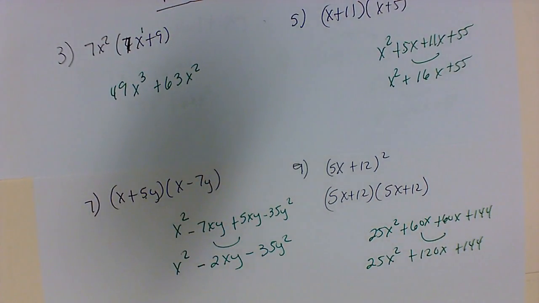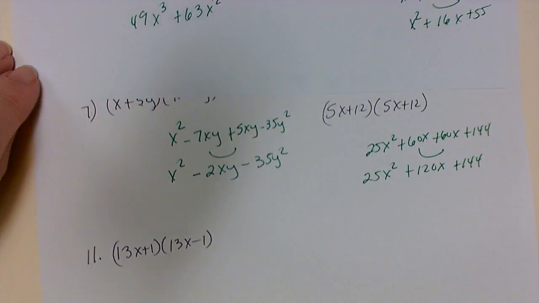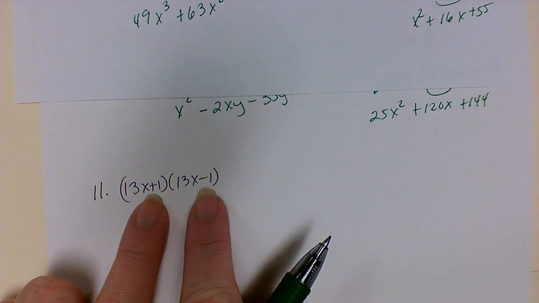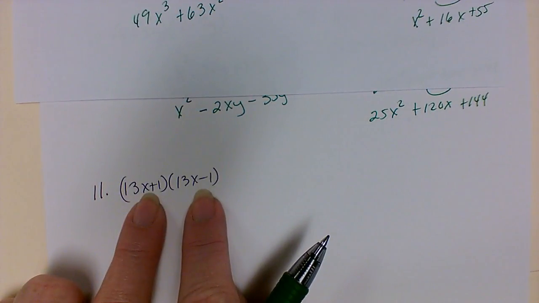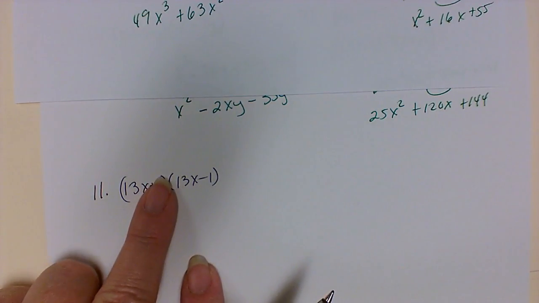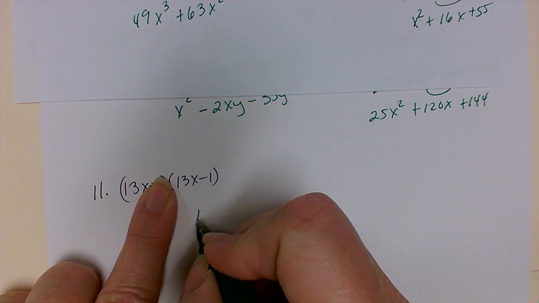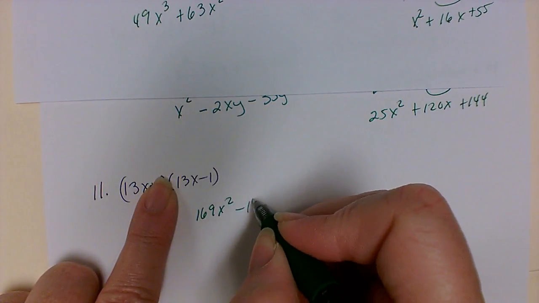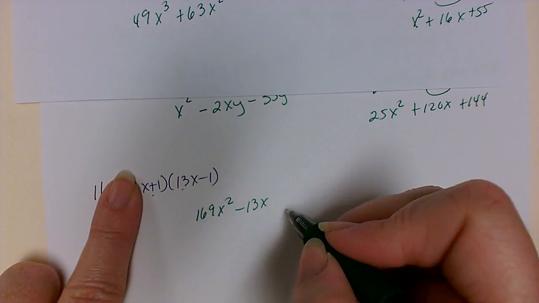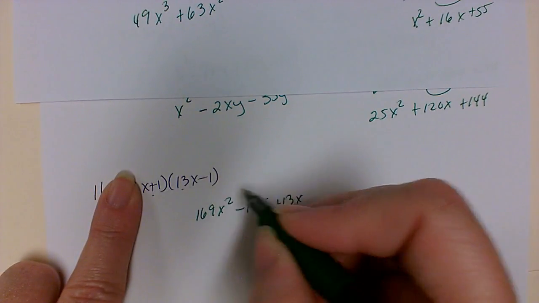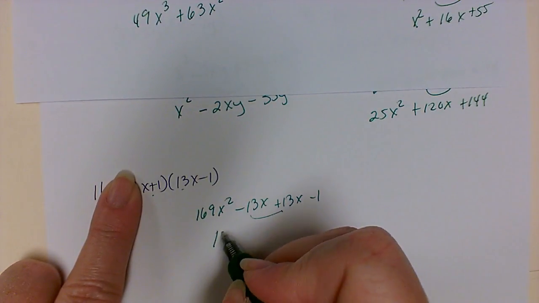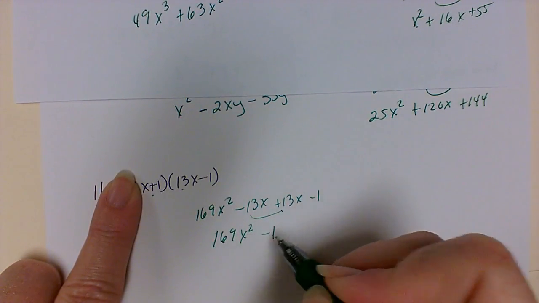The last one that we have is multiplying these two here. Now, these are the same parentheses, but different signs. So this is going to get us to difference of squares. So we've got 13x times 13x will get us 169x squared. 13x times negative 1 is minus 13x, plus 13x, and then minus 1. So the two middle terms will combine and cancel out, and we'll have 169x squared minus 1.